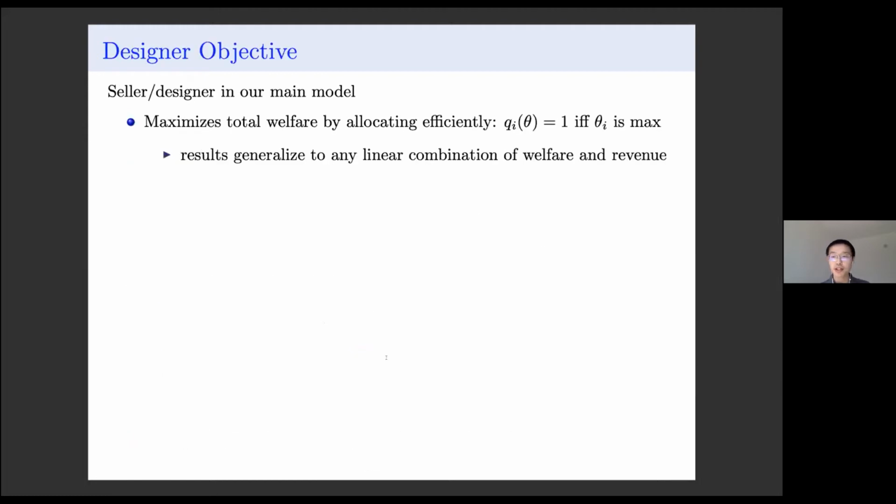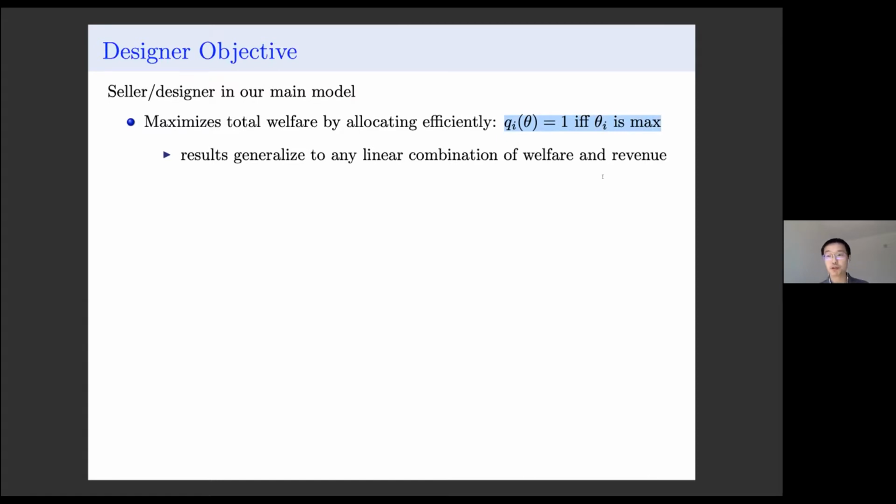So let me say a bit more about the designer objective in our model. For most of this talk, I'm going to assume that the seller is a benevolent designer who seeks to maximize total welfare. And as we know, the way to maximize total welfare is to allocate the good efficiently to the buyer who has the highest type. So Q_i, this allocation function, should be 1 if and only if the type, the willingness to pay of buyer i, is the highest among all the buyers.